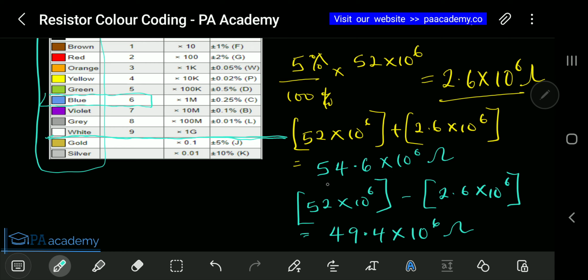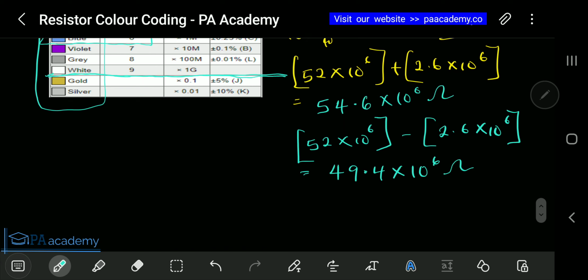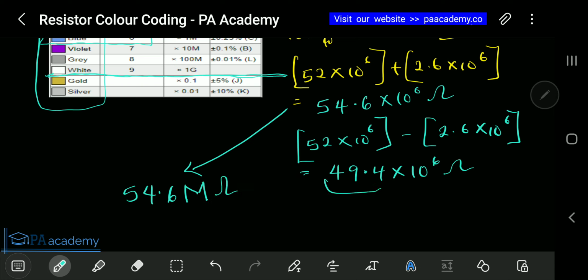Okay, so now let's get that. Alright, so if you put that in your calculator and add it up, you are going to get 54.6 times 10 raised to the power 6 ohms and 49.4 times 10 raised to the power 6 ohms. So let's just put it in. This one we can also write as 54.6 mega ohms. The M should be in capital letter. And then this one, we can write it as 49.4 mega ohms. Are we good?